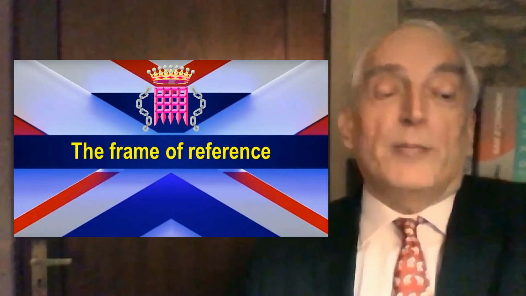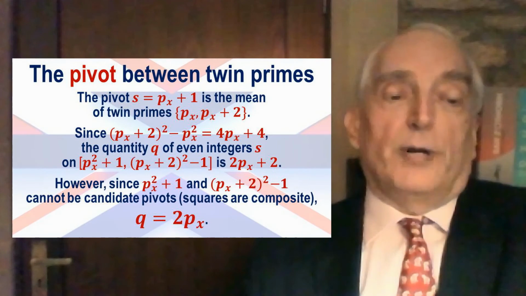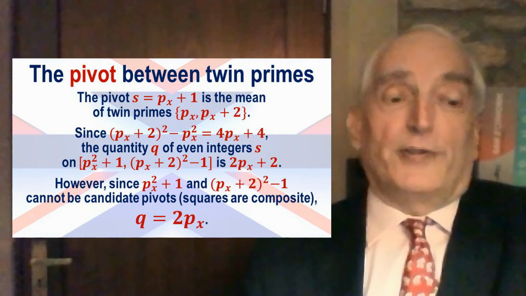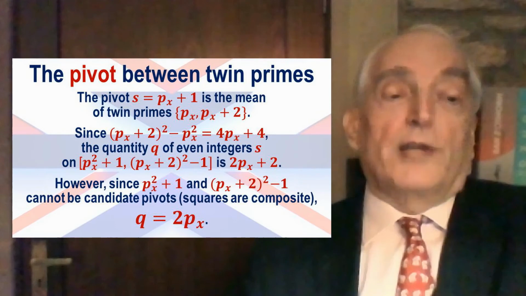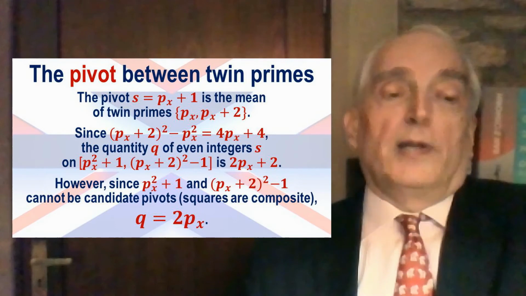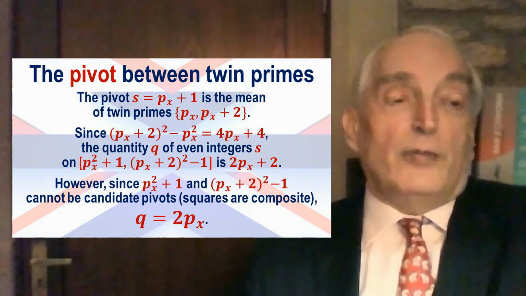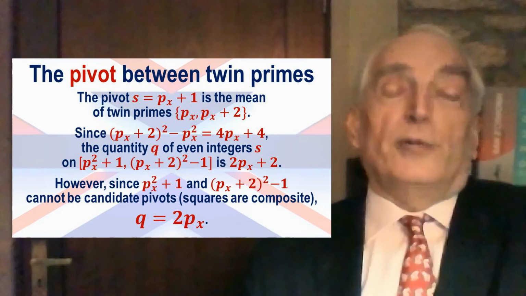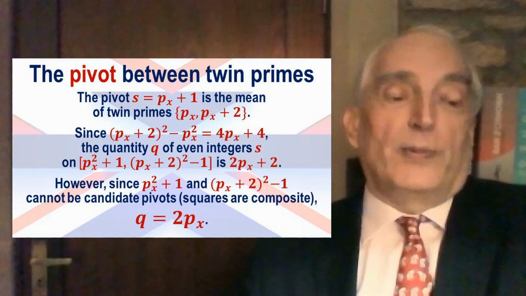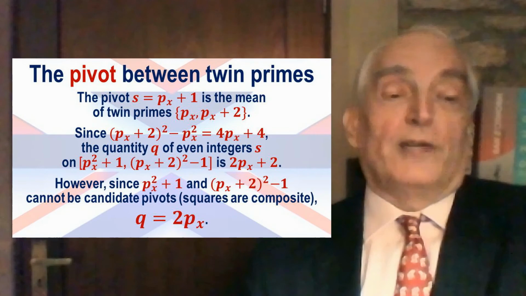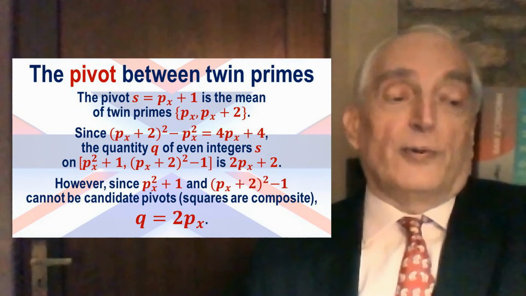So once again, the frame of reference. And the first element in the frame of reference is the pivot between twin primes. If the twin primes are Px and Px plus 2, then their mean, which is simply the number that's between the two, an even number, is Px plus 1. Now, since the difference between the squares of Px plus 2 and Px is equal to 4Px plus 4, the quantity q of even integers s on that interval between Px squared plus 1 and (Px plus 2) squared minus 1 will be simply half of 4Px plus 4, in other words 2Px plus 2.